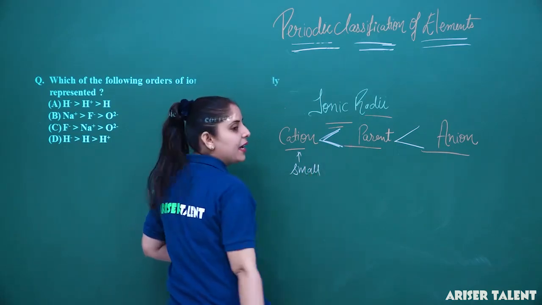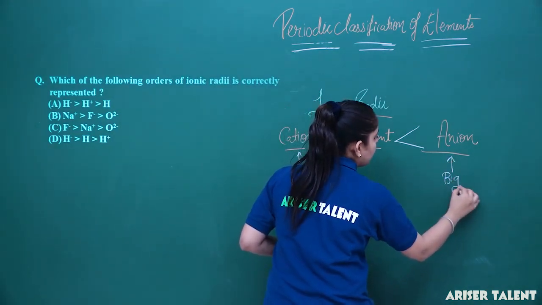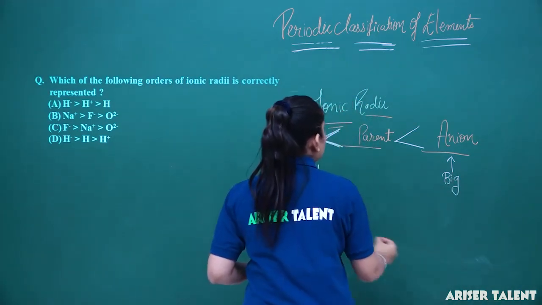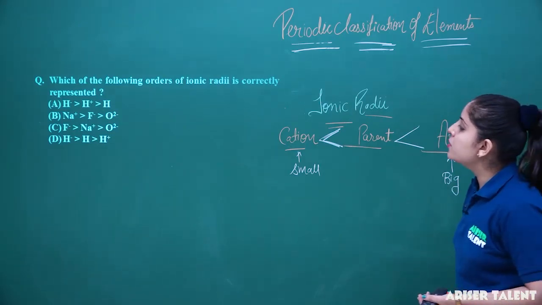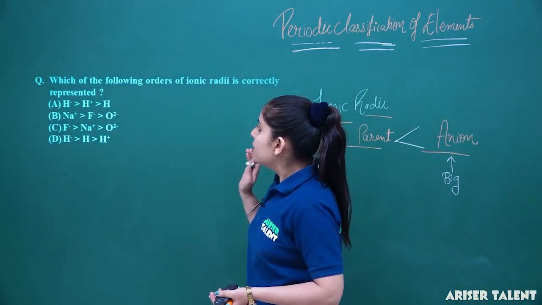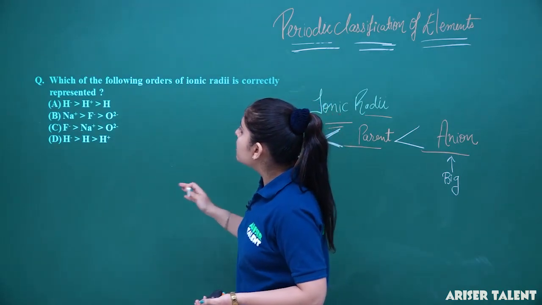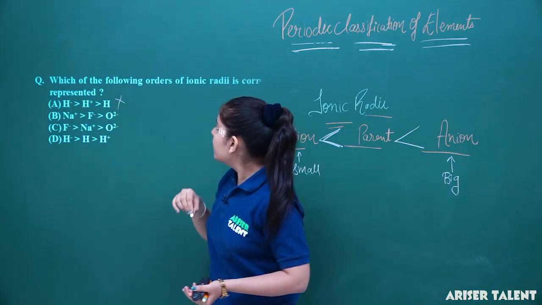Cations are small in size and anions are big in size. So, this is the trend we have seen here. Now, analyze the following compounds. First one is H negative, H positive, H. This will not be a correct option because the parent atom is placed in the last. So, this option is a wrong one.